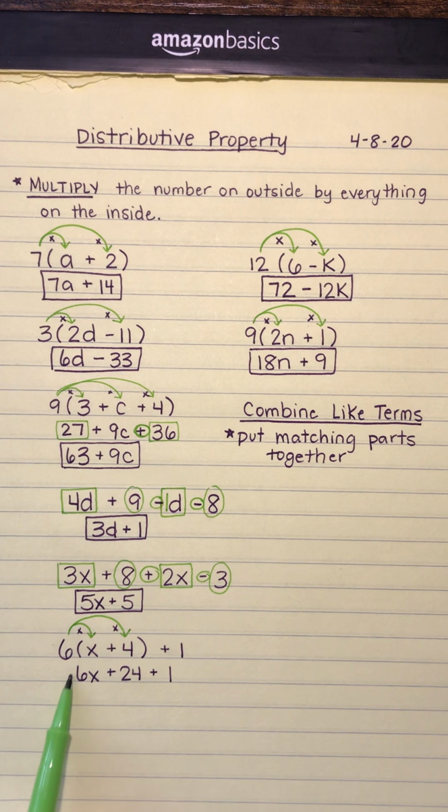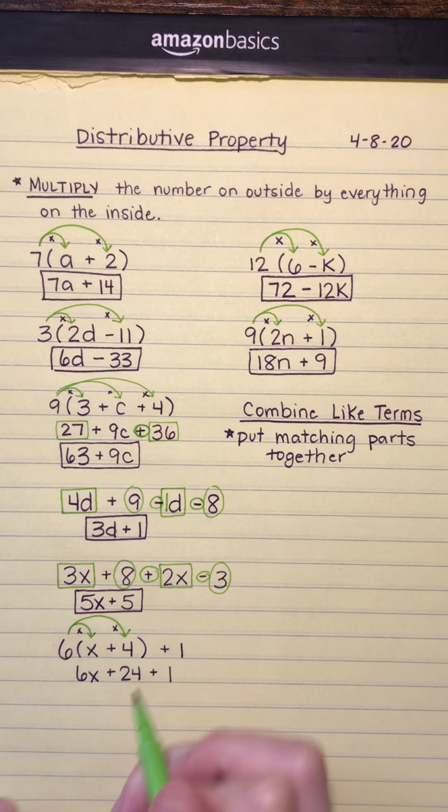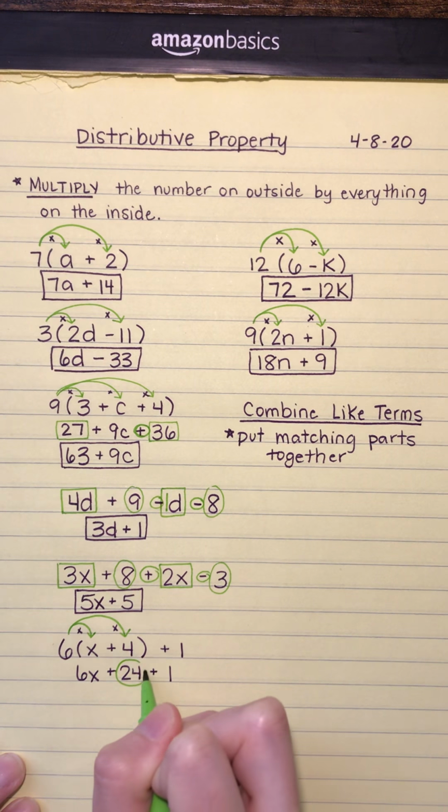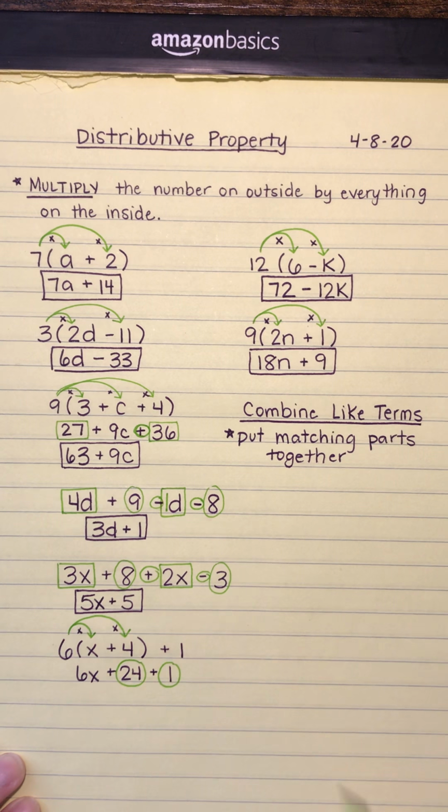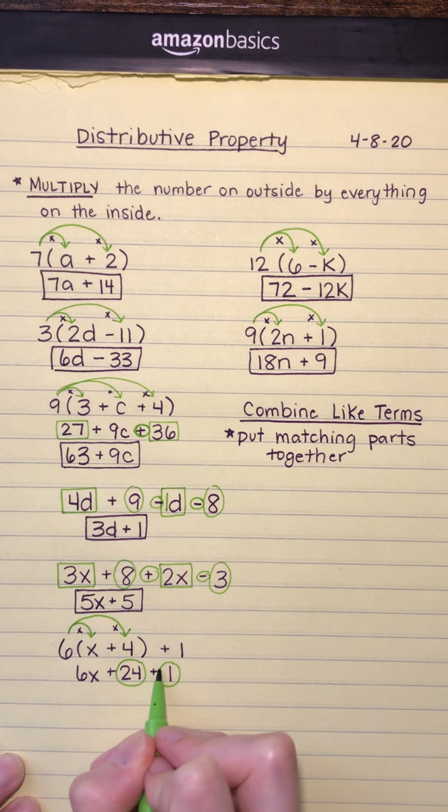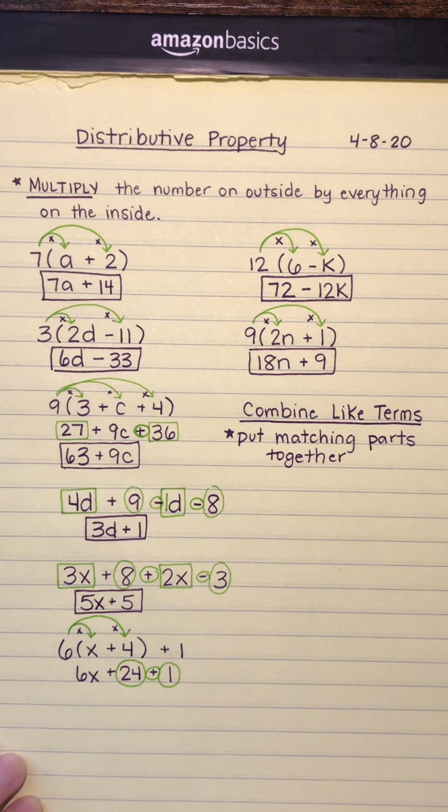So I see I have a 6x here, but when I look over here, I don't have any other x's. But I do see that I have just the number 24 by itself, the number 1 by itself, and in front of that second one it says to add. So that tells me that I need to do 24 plus 1.